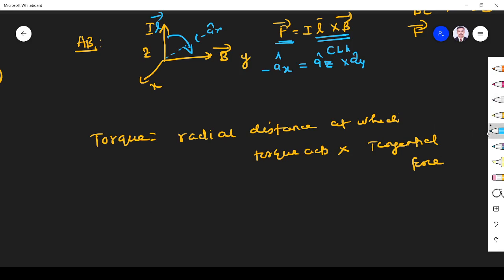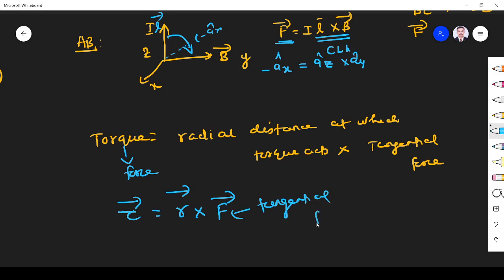So torque must be a vector quantity, right? Let us assume I give symbol T, okay, T vector or tau. So generally they give tau. So I give tau vector. Tau is a vector quantity because it is a rotational force, that is equal to R cross F. Okay, so what is that? F is a tangential force, right? R is a radial distance at which torque acts.